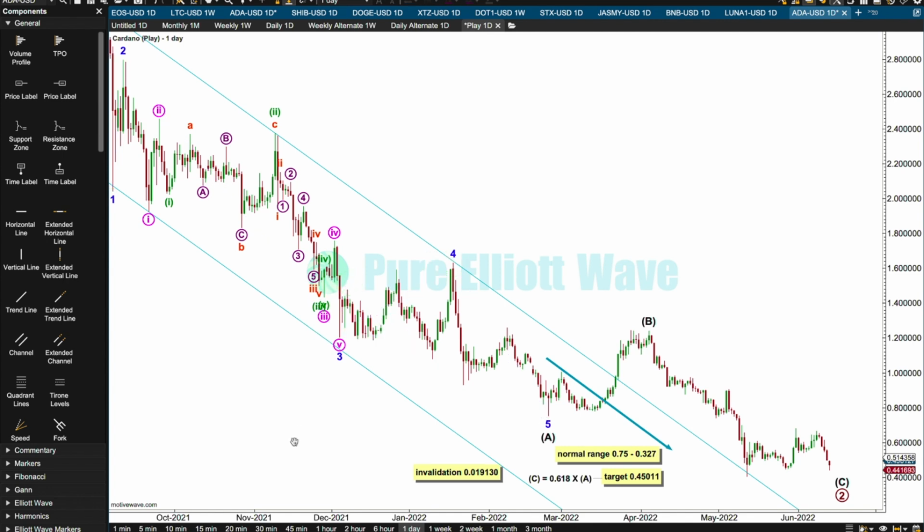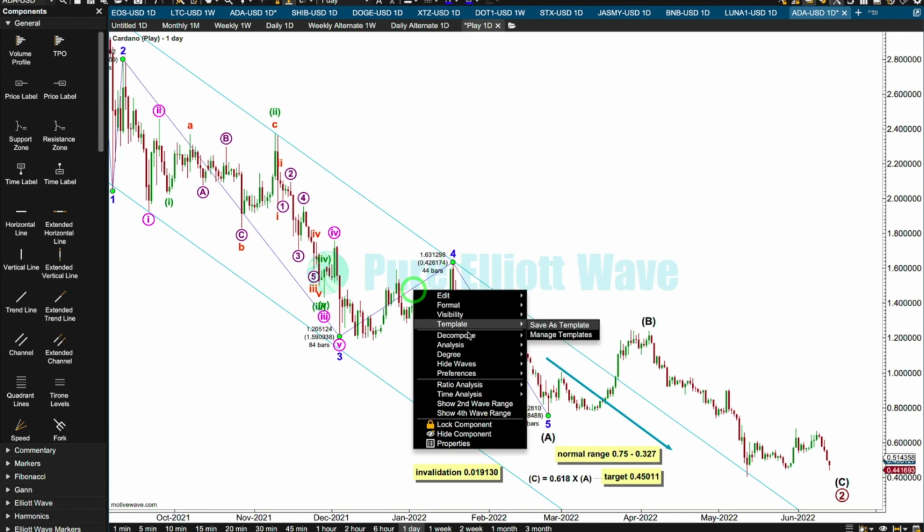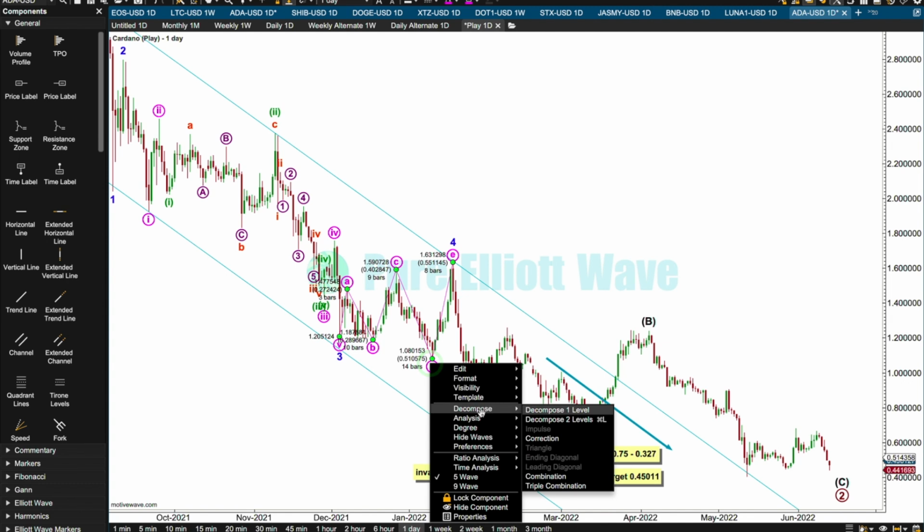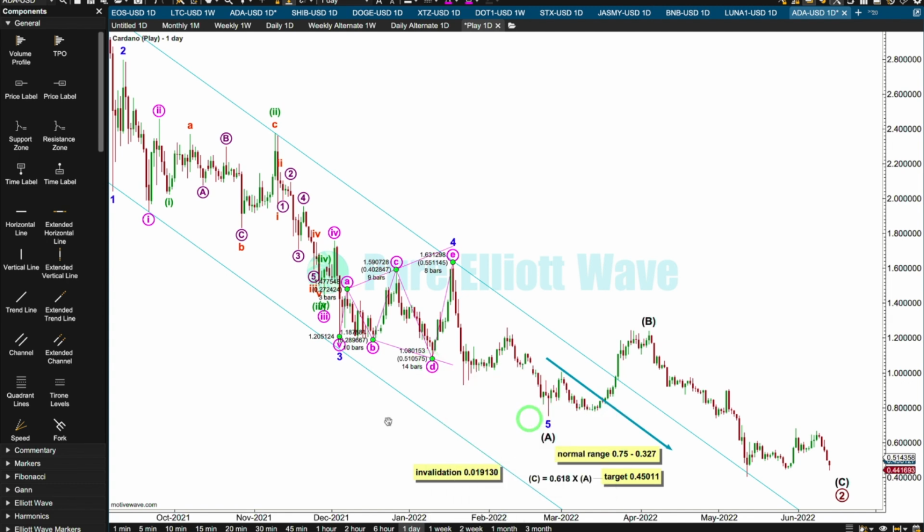It looks like it might be an expanded flat. Oh, actually it could be an expanding triangle. Okay, so it could be an expanding triangle. I don't think I've ever seen one of these before, but I mean it could be. It could also be an expanded flat. If this is an expanding triangle, all of the subwaves must subdivide as zigzags.